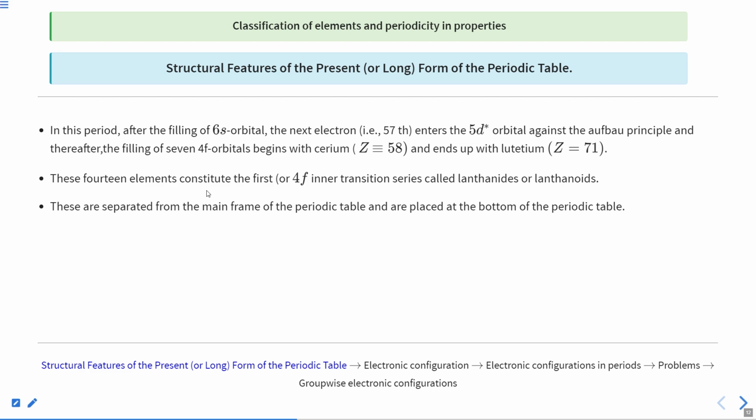So when we start filling the f orbital, we end up filling 14 electrons, and that results in 14 elements that constitute the first series of lanthanoids, called the 4f inner transition series. Now they are separated from the whole frame. If you look at the periodic table, you must have seen that two of the rows are placed at the bottom. The first row, in which the 4f orbital is filled, is called the lanthanoids, or the lanthanides.